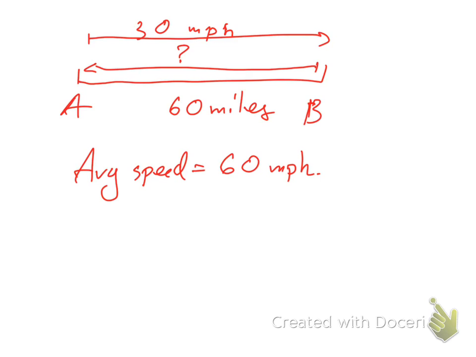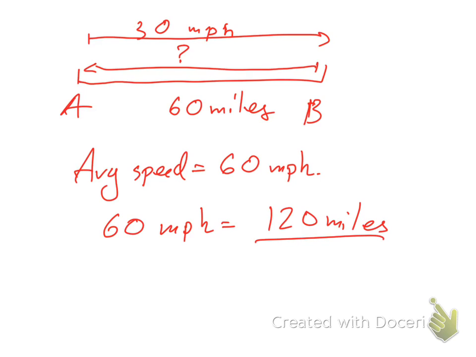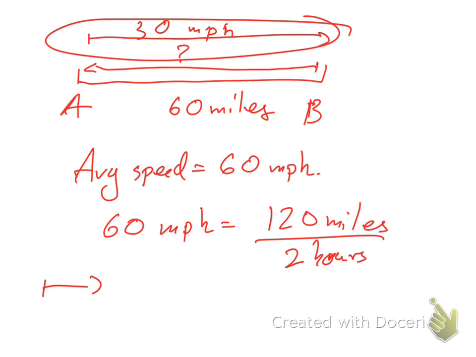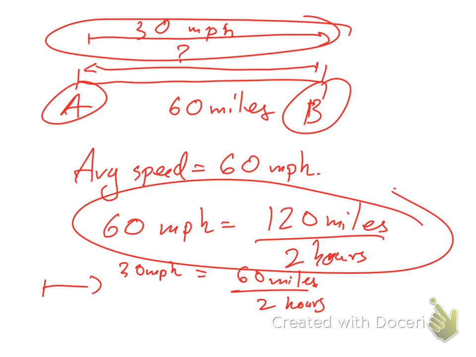So here's the problem. The idea is that if you travel at 60 miles per hour round trip, that means that you traveled a total of 120 miles in 2 hours. Now the problem is that on this route, if you go 30 miles per hour, that's 60 miles in 2 hours. So in order to get an average speed of 60 miles an hour, you need to get from B back to A instantaneously, which means that this is impossible. Can't be done.